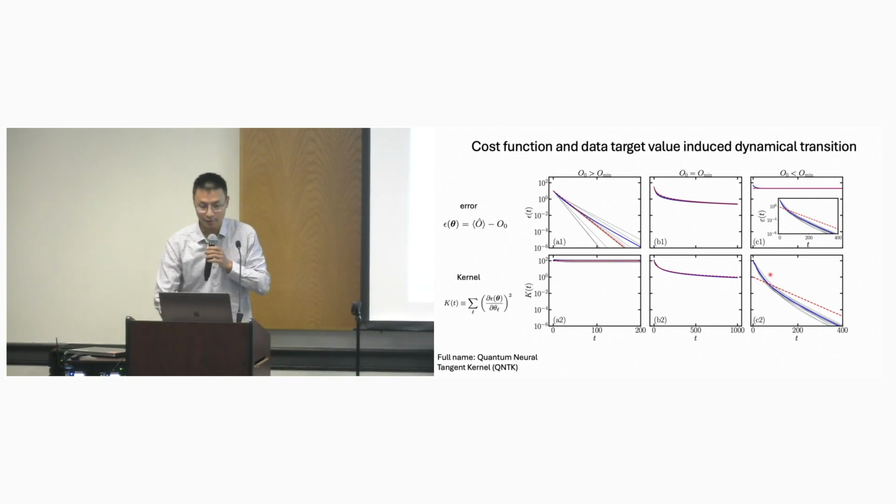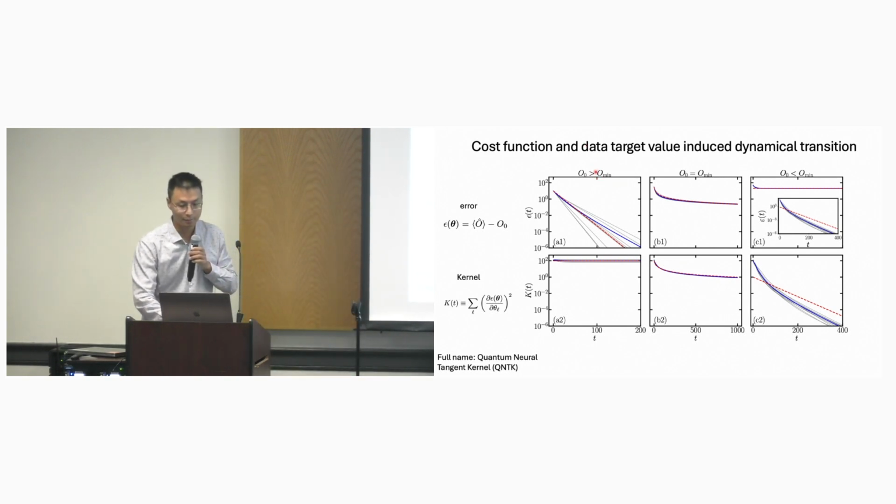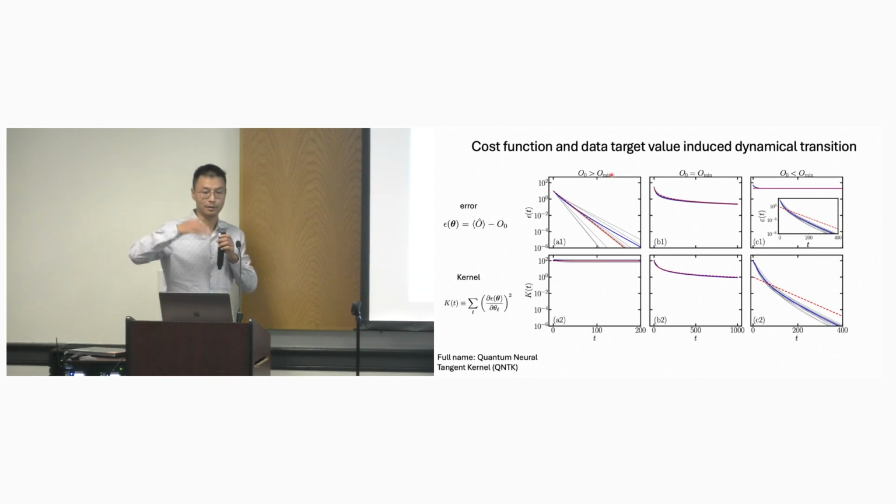If O0, the target value, is larger than the minimum ground state energy, so you're targeting some excited states, you have an exponentially decaying error, and the kernel is frozen, which people previously called the frozen kernel phase, so you can converge exponentially. And when you choose the target value right at the minimum eigenvalue, then unfortunately both quantities only decay polynomially as 1 over t. Then if you decrease the target value below O min, again you will have an exponential convergence of the residual error.